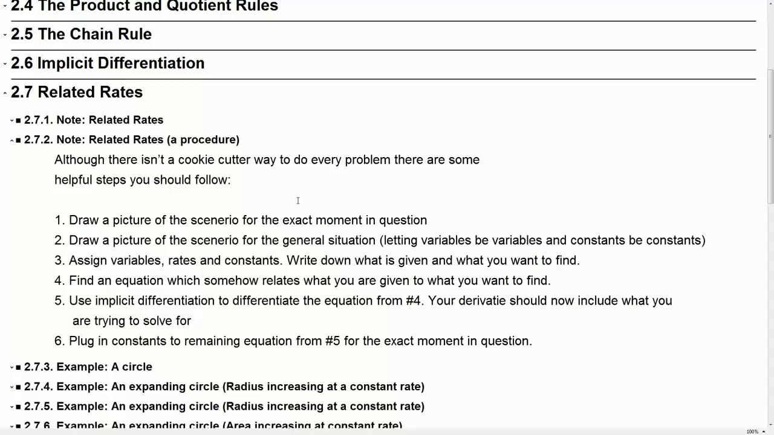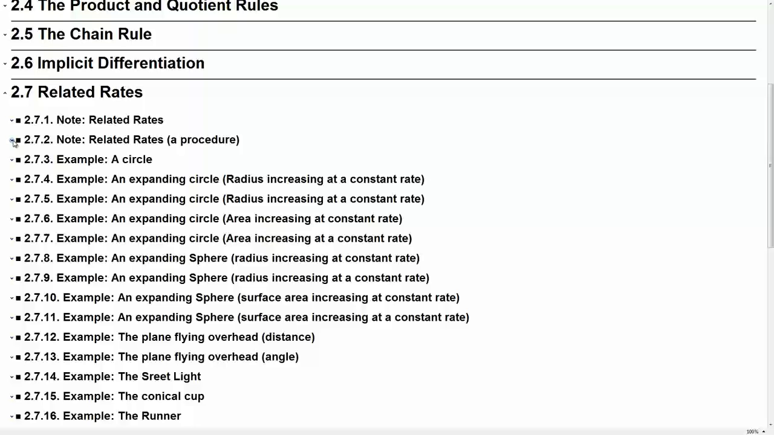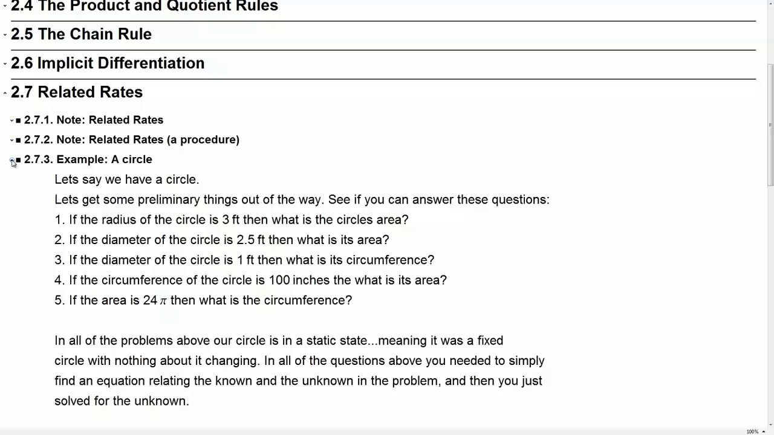Then we'll use implicit differentiation to differentiate that equation from number 4. And then we'll plug in constants to try and get an answer. So again, at this point, don't worry too much about what that all means. Once we get to an example, you'll see how this works. But more importantly, let's get to the idea here and what related rates is all about.